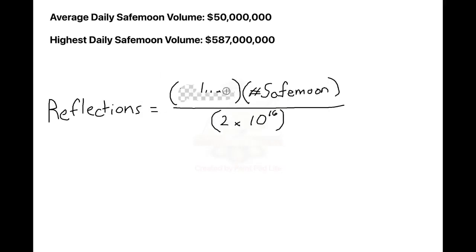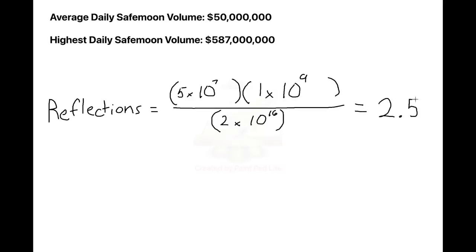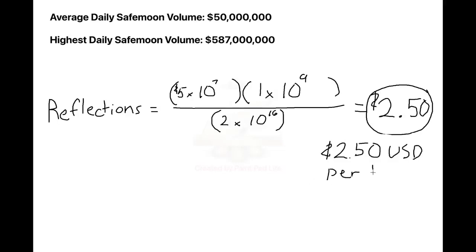So the standard volume we've seen lately is around $50 million daily. To calculate what a person with 1 billion tokens receives from this $50 million, let's just substitute it into our equation. So we put in 50 million for volume and 1 billion for Safemoon, and that gives us a neat answer of 2.5. What is this number? This is the value in US dollars of your daily reflections. If you have 1 billion coins and the daily volume is $50 million, you get $2.50.